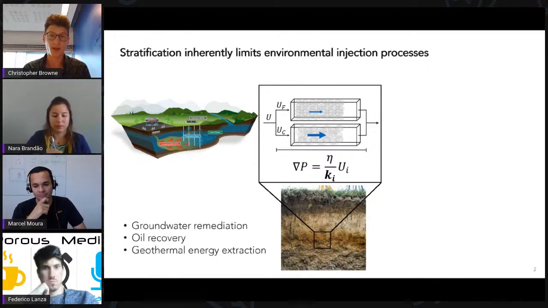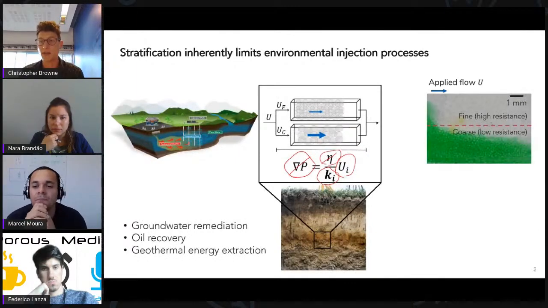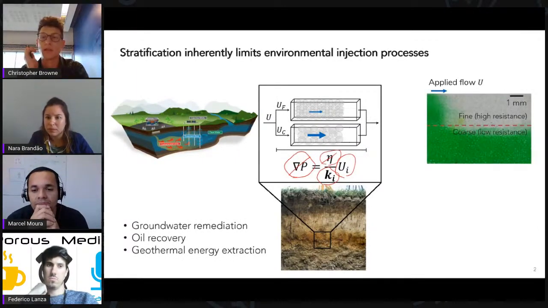Your intuition tells you that it should be going more through the larger grains. That's because the pressure gradient should be equivalent. If you're just flowing a Newtonian fluid, the viscosity is constant. That means that any differences in the permeability are going to be directly offset by a difference in the velocity. So if you inject something, here a green dye, you can see that it moves really quickly through the coarse layer and really, really slowly through the fine layer.